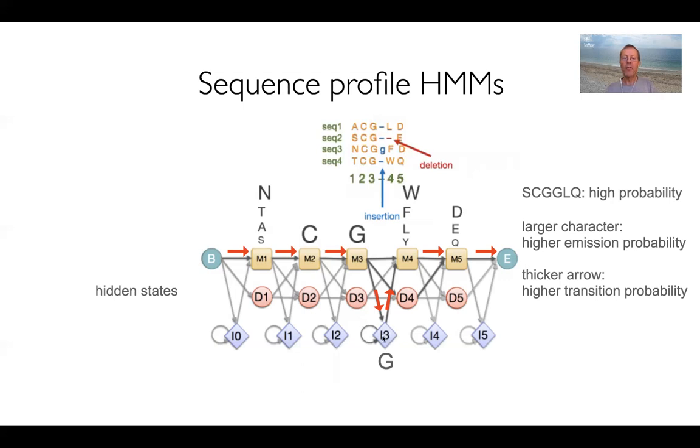And when we come to I3, the emission probability for glycine is also high because of the underlying glycine in the underlying MSA. So this is actually a fairly good route to take. It's a decent probability to emit glycine, and it's again a decent probability to go back to M4. And then we go to L and Q, which have good emission probabilities from M4 and M5.